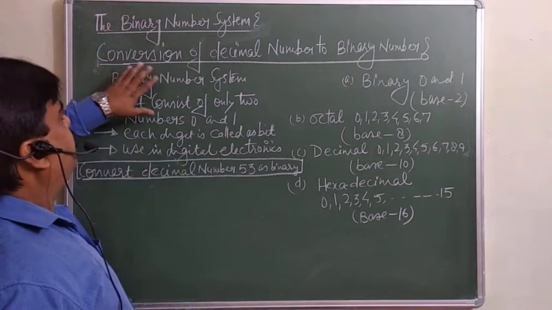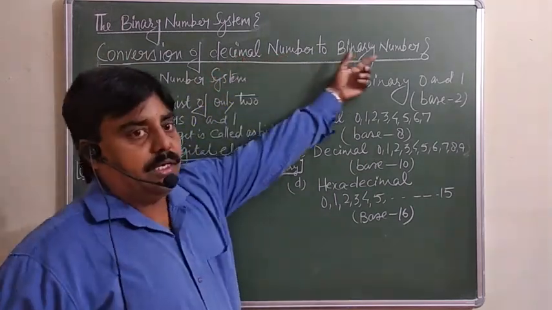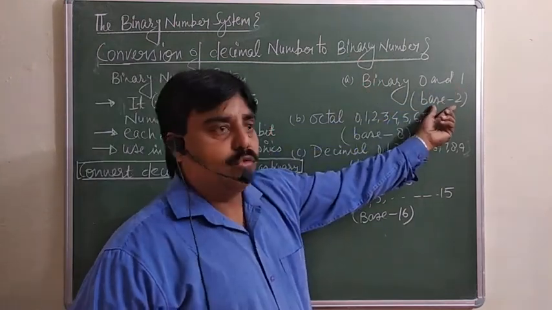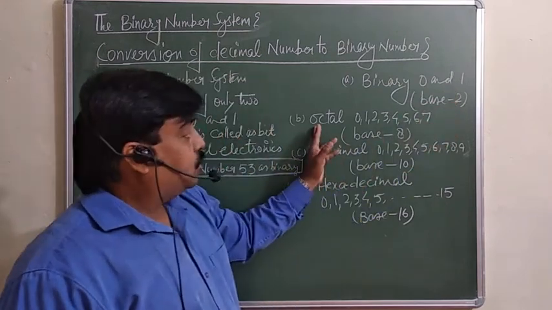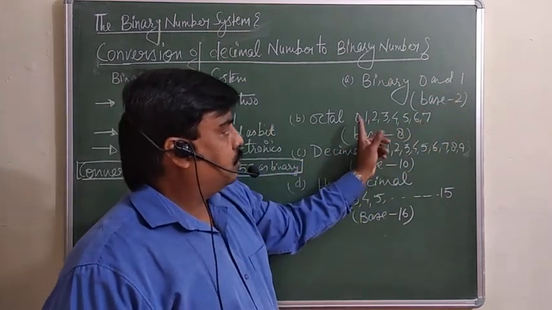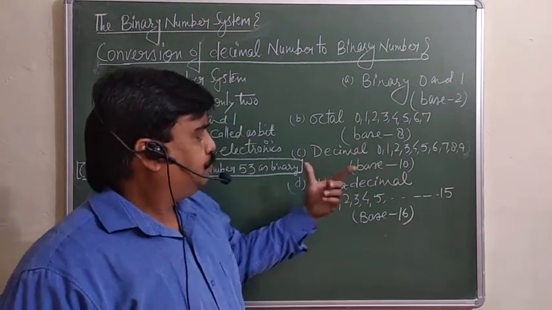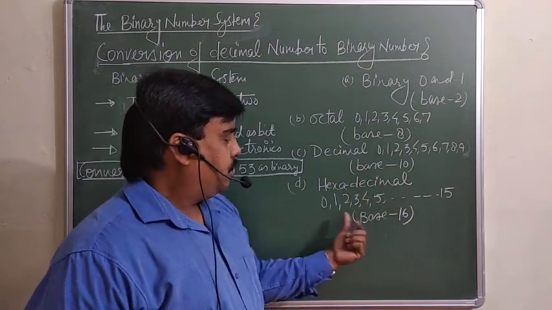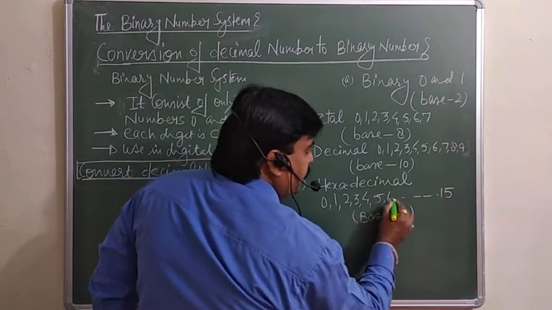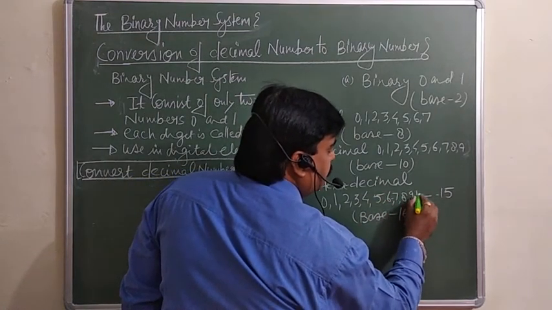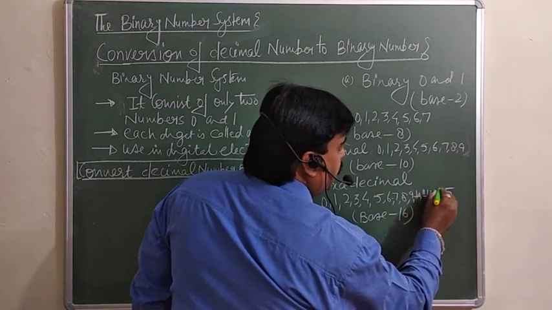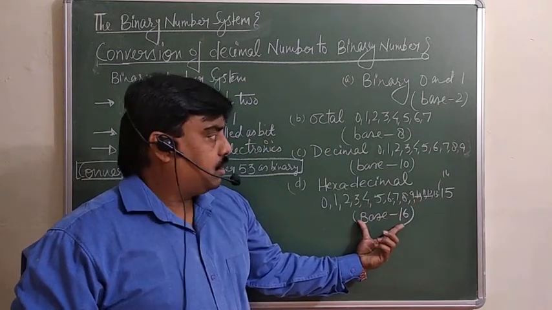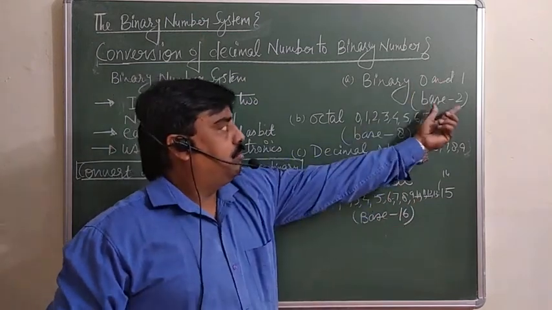Now we will discuss how you can convert a decimal number into a binary number. First of all, in binary we use 0 and 1, so that is base 2, because two digits are there. In octal, what is there? 0 to 7, so the number of digits is 8, so that's why base is 8. Decimal you already know is base 10, and in hexadecimal the base is 16, because we count 0 to 15, so the total number of digits is 16. So that's why base is 16.